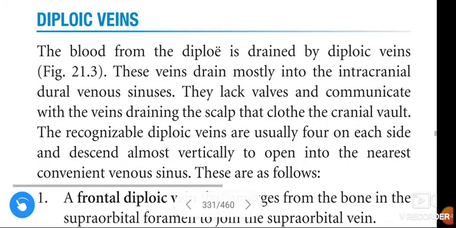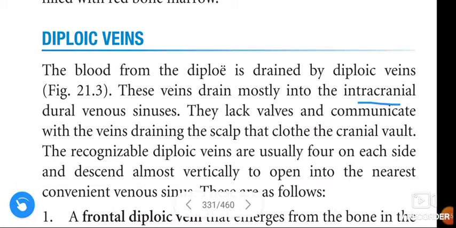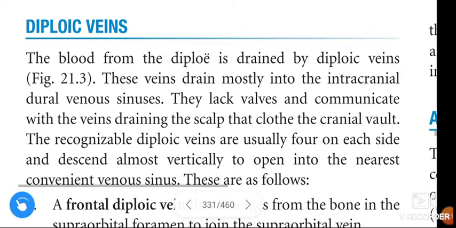See once again. The blood from the diploe is drained by diploic veins. These veins drain mostly into the intracranial dural venous sinus. They lack valves and communicate with the veins draining the scalp that clothe the cranial vault.